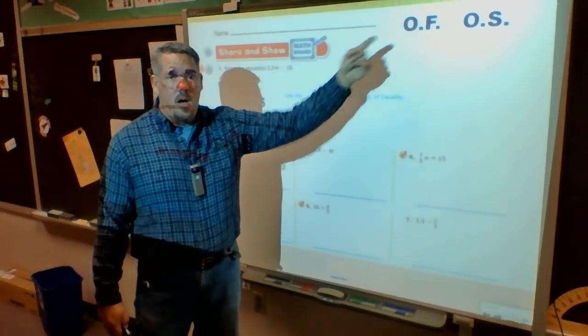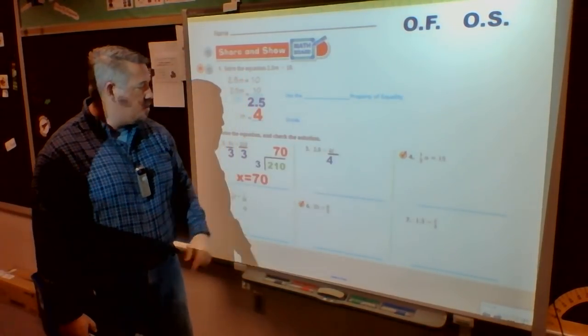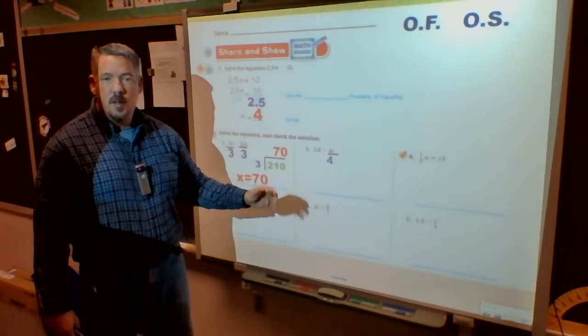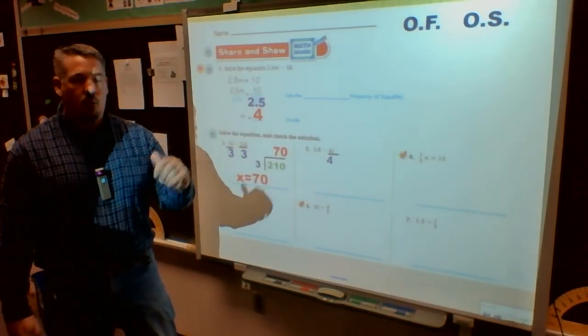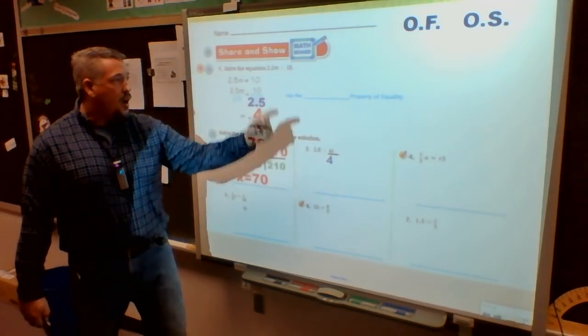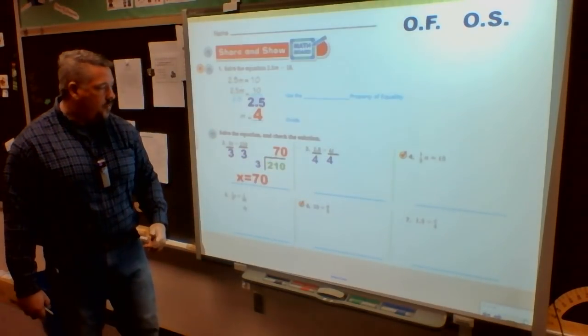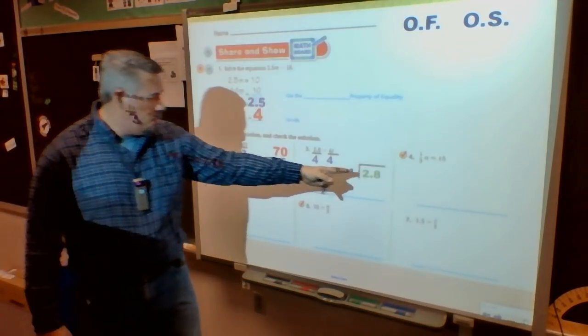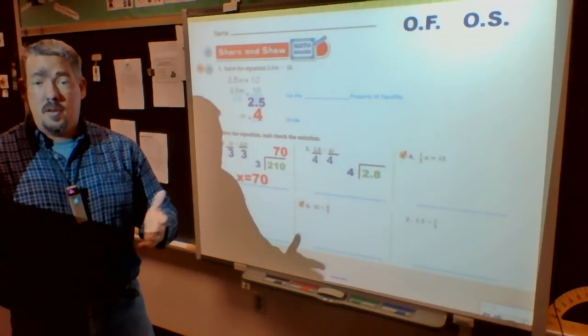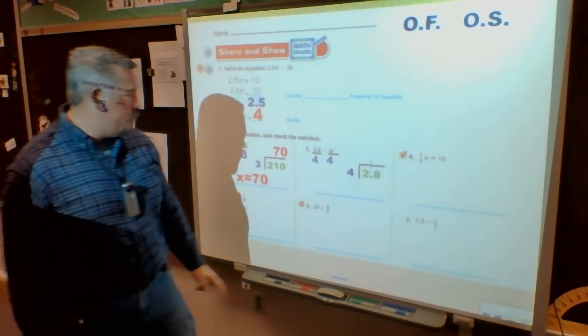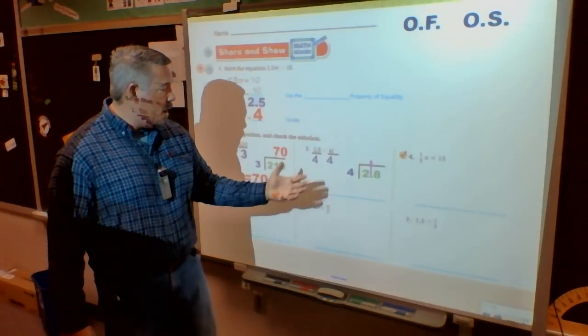I'm going to start with my opposite function. My opposite function is to divide by 4. That cancels the 4's out. I'm done with them. I'm going to then do the opposite side. Dividing by 4. 2.8 divided by 4. Can I divide a decimal by a whole number? Yes, I just move my decimal up. So once I move my decimal up, I divide.